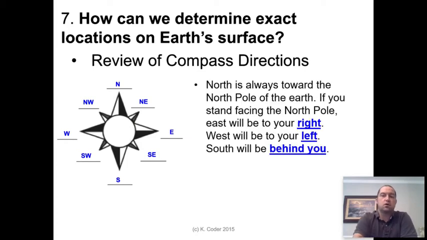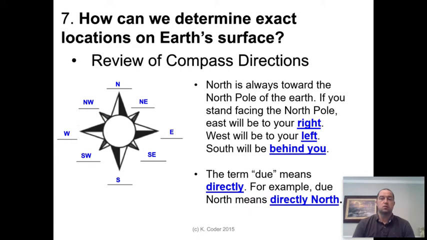So north is always toward the North Pole. If you stand facing the North Pole, east will be to your right, west will be to your left, and south will be behind you. If we're standing in Hyde Park and we're looking towards Albany, we're looking to the north. So if we're looking to the north, New York City would be to our south, Connecticut would be to our east, and New Paltz would be to our west.